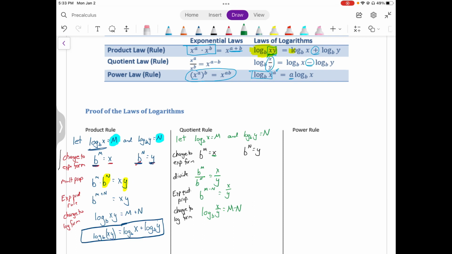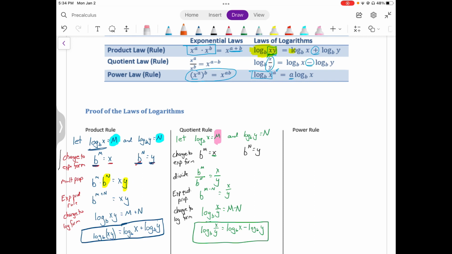m from above is equal to log base b of x. So log base b of x over y equals m, which is log base b of x, minus log base b of y. And there is our quotient rule. Those two are very much alike.